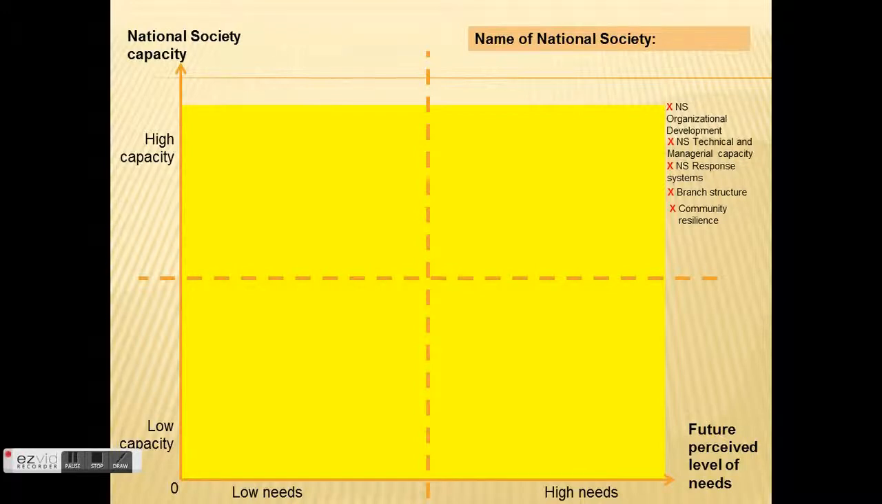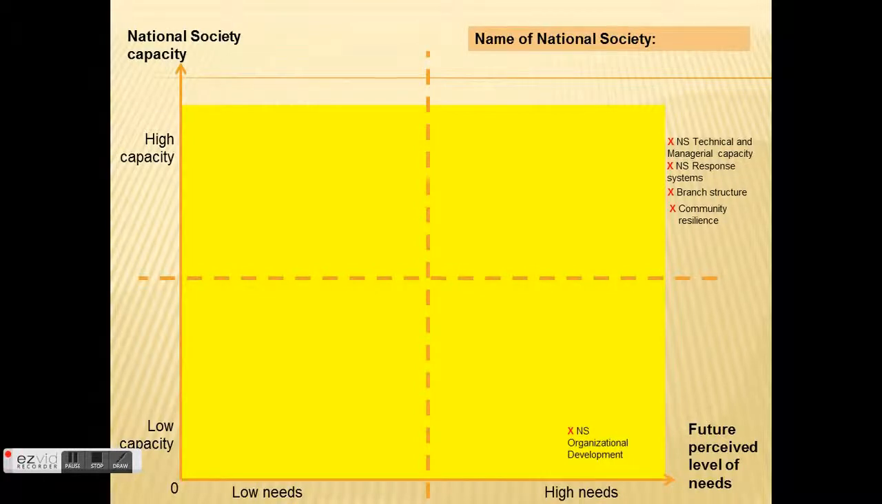So we'll say that this weak national society has a weak board, statutes are out of date, HR and finance systems are non-existent, and all this the national society leadership recognizes it, so they want to improve. So they have a low capacity that they recognize, but also high needs. They want to improve. They want to reach out to PNSs to do more in the future.